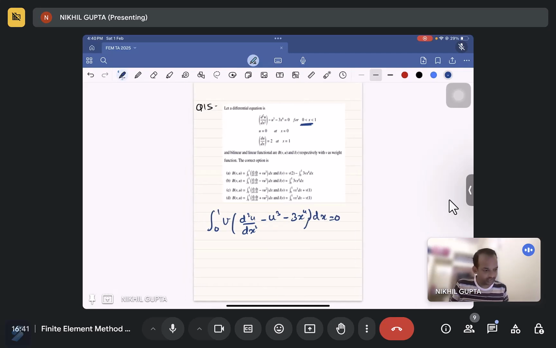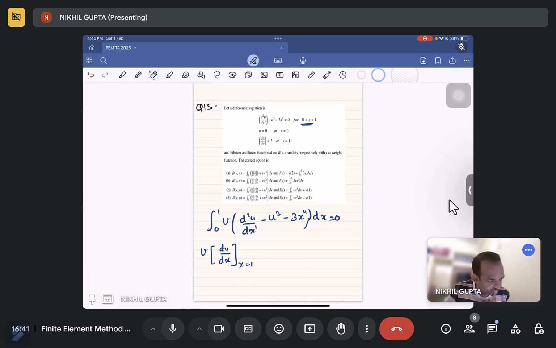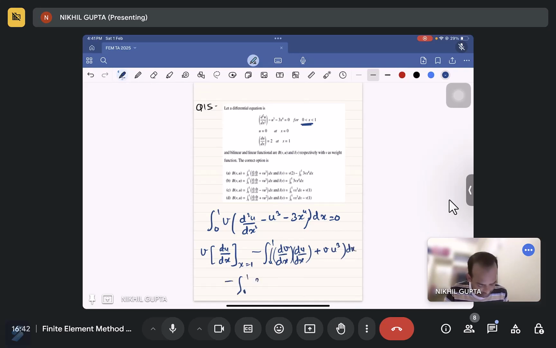Okay, now you must have got this. If we do an integration by parts, we'll get v du by dx at x equal to 1. The other will be 0 because this is 0. Oh no, this is not 0, x is equal to 0 at 0. Okay, let's see. This is going to be integral 0 to 1 of dv by dx with du by dx plus v u cube, dx, minus integral 0 to 1 of 3v x power 4 dx is equal to 0.